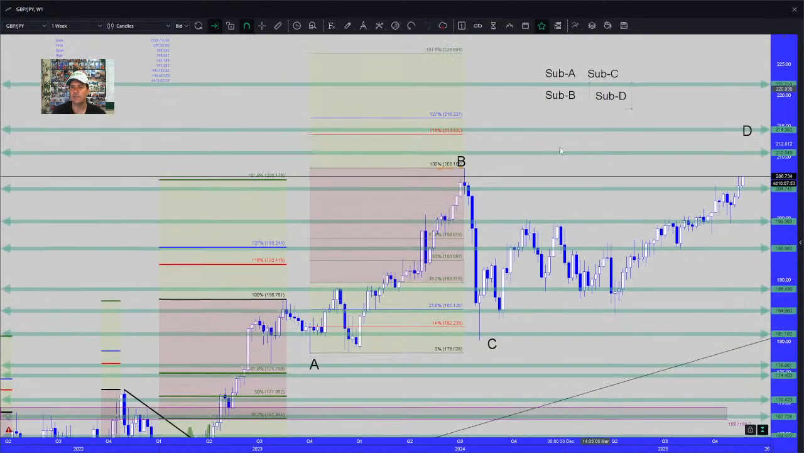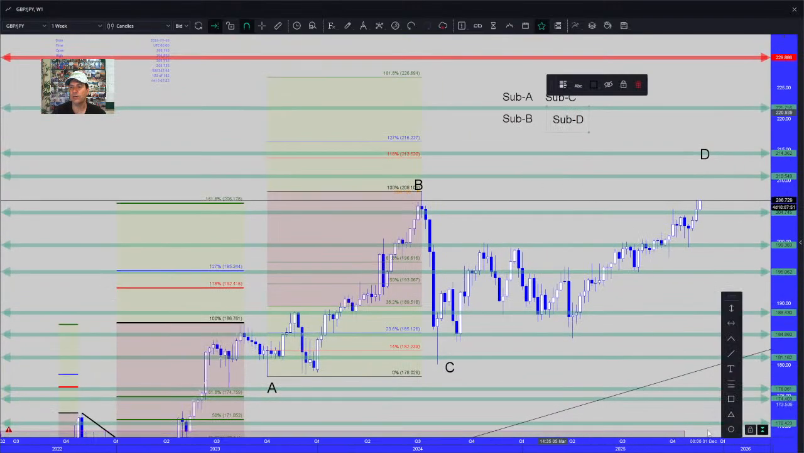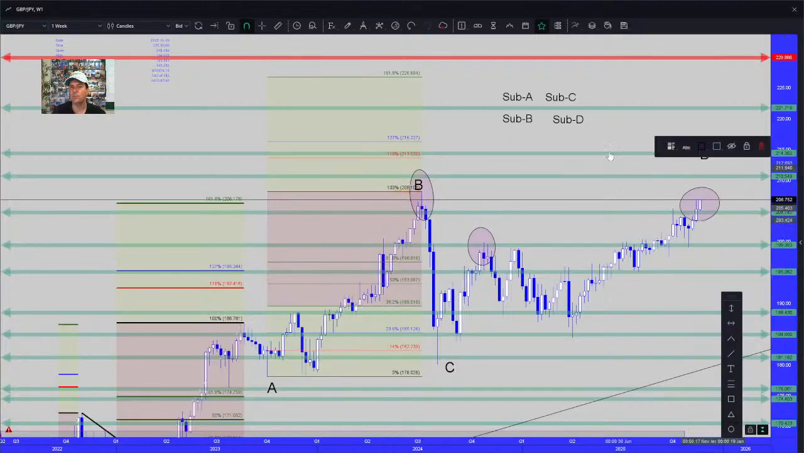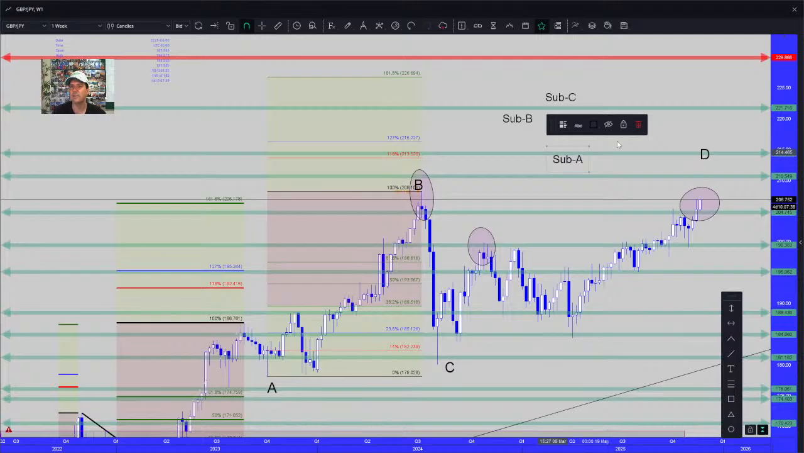All right, everybody? Where would you start to chart your contrarian Fibonacci? At the first circle? Would you start your contrarian Fibonacci at the second circle, or would you start at the third circle? Where would you start your sub A?